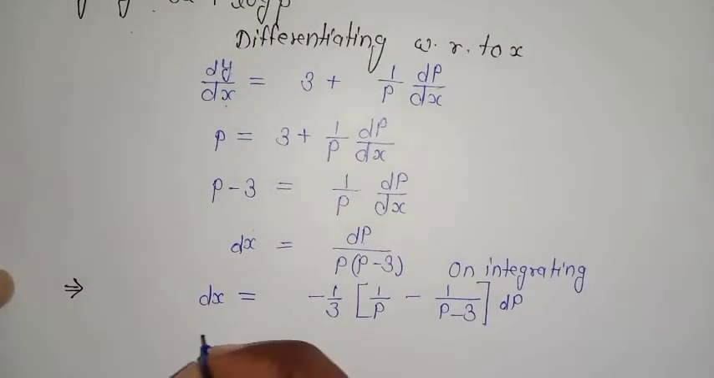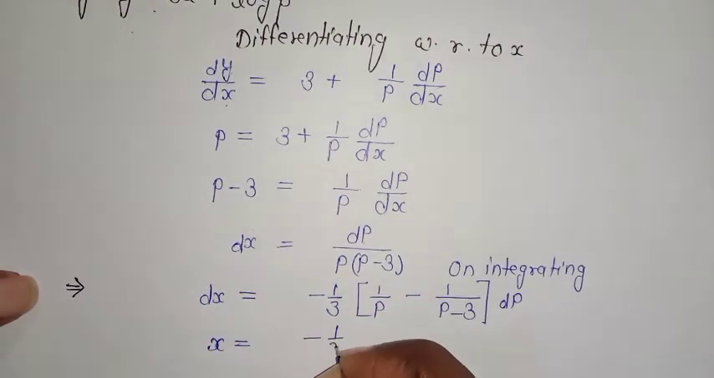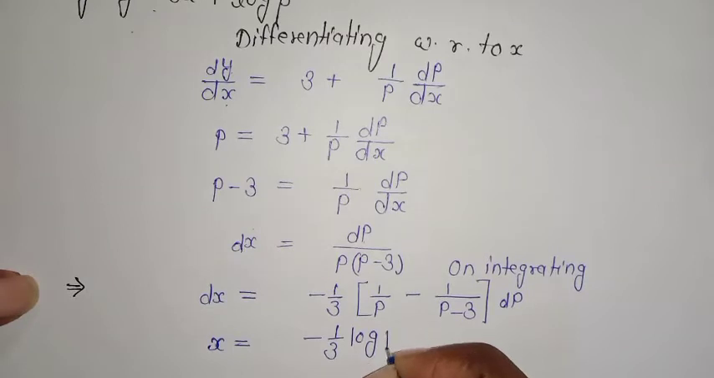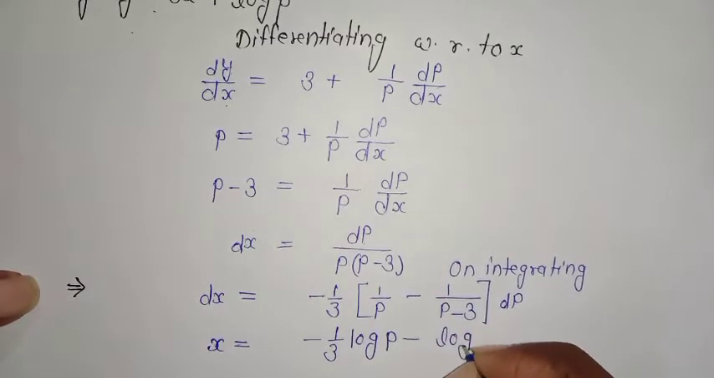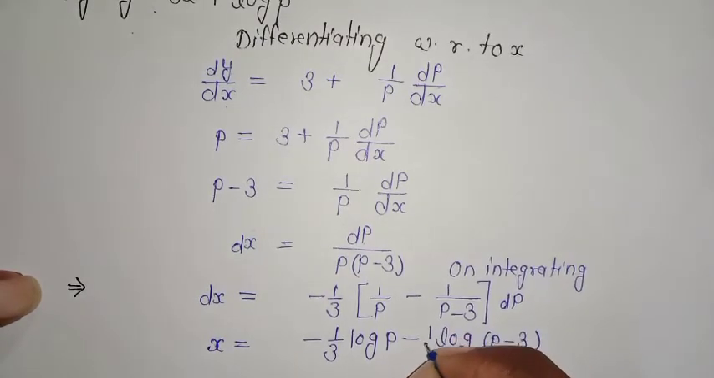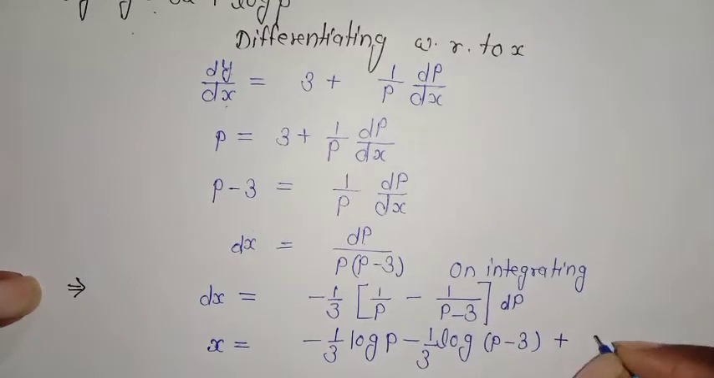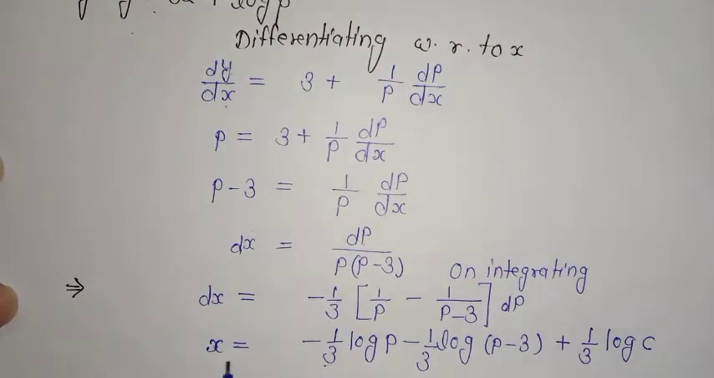After integrating, we can get x is equal to minus 1 by 3 log p minus log p minus 3, with 1 by 3 also here. So I am adding one integrating constant, that is 1 by 3 log c. I am taking 1 by 3 log c so that our equation will be in that form, so that we can take this 3 on this side and then we can easily solve.